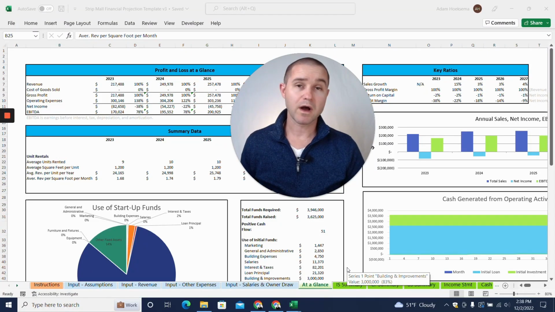Hey, if you're looking to acquire or build a strip mall and you need a set of financial projections for potential investors and lenders, then you've come to the right place because we have built a financial projection template specifically for a strip mall concept. And so I'm going to walk you through how to fill out this template, how to create a 5-year pro forma, and just give you some tips as you go through that.